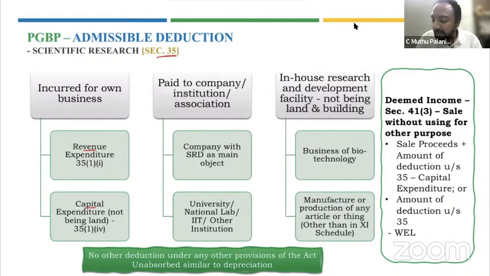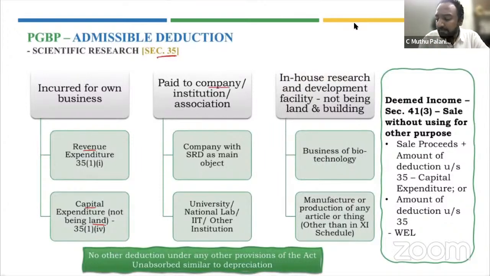Provided, in capital expenditure, land alone is not allowed. Land alone is not allowed. So basically, when you say incurred for own business, both revenue and capital are allowed. In capital, land alone is not allowed. Please stress the words land alone. Land alone is not allowed. I'll tell you why in the next few seconds.